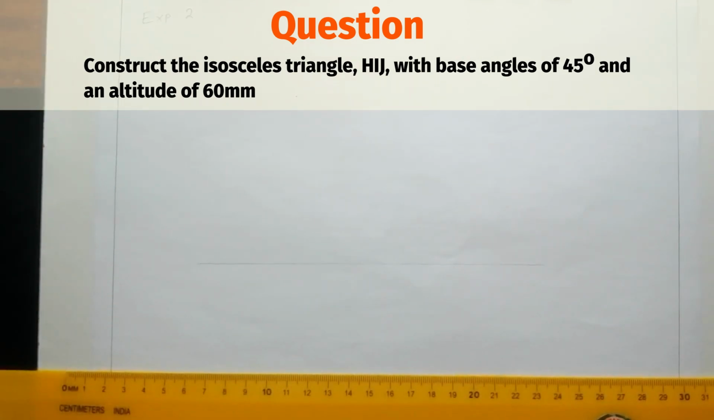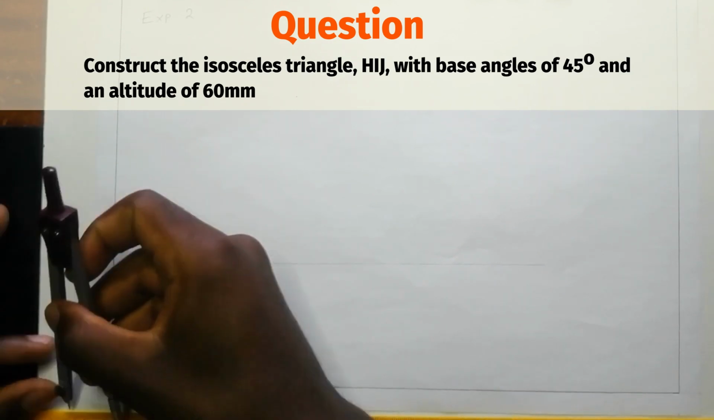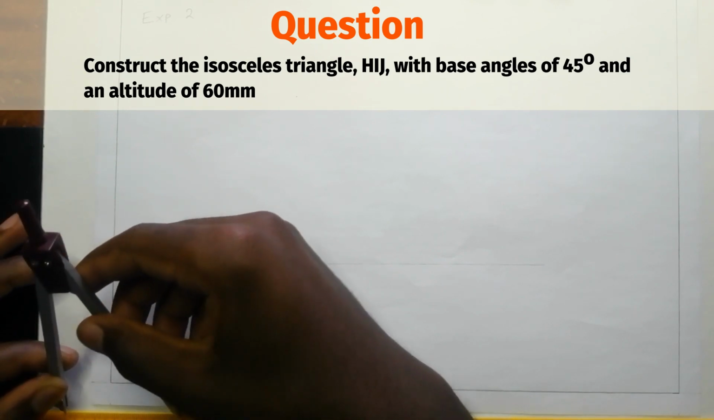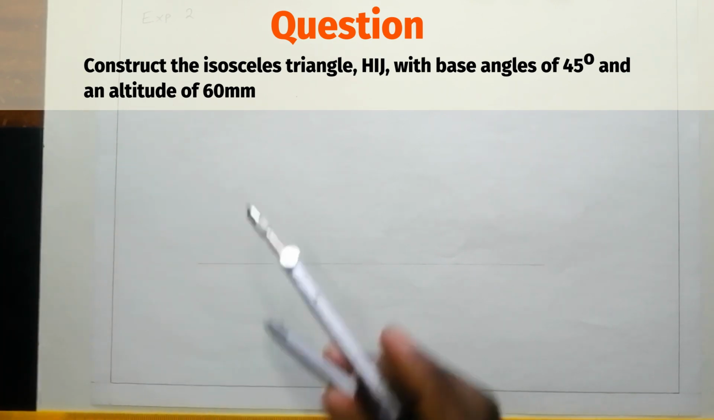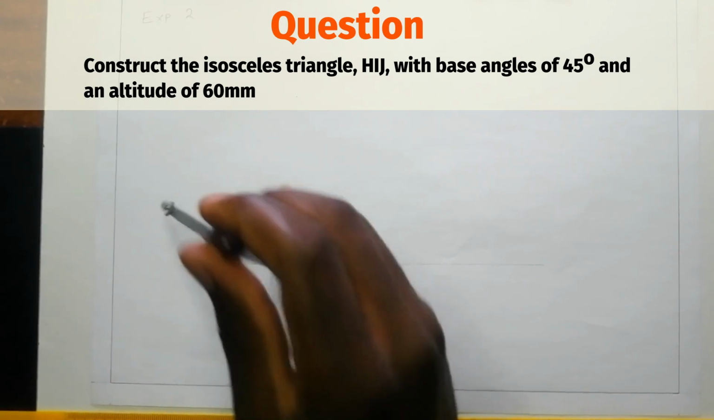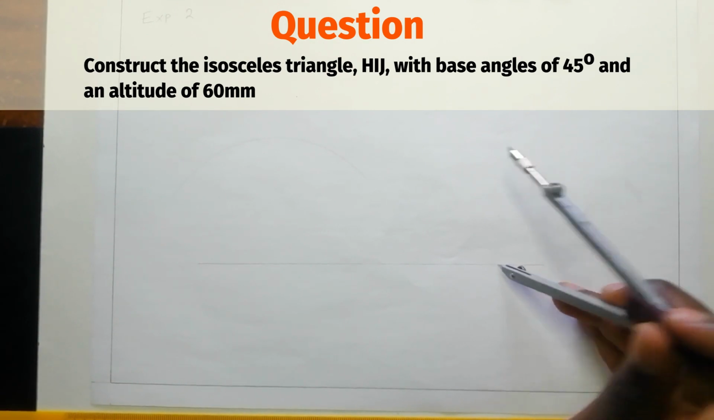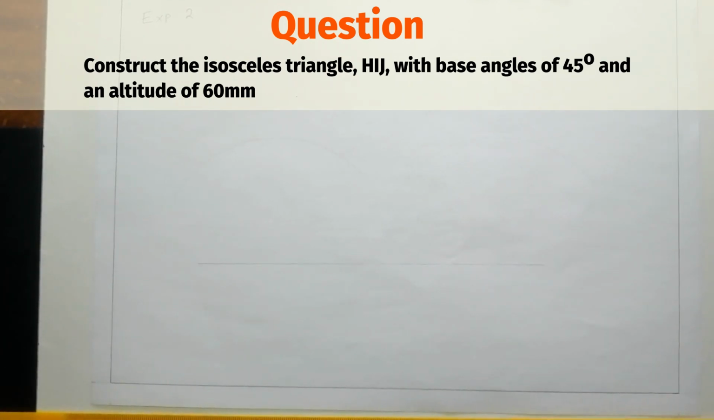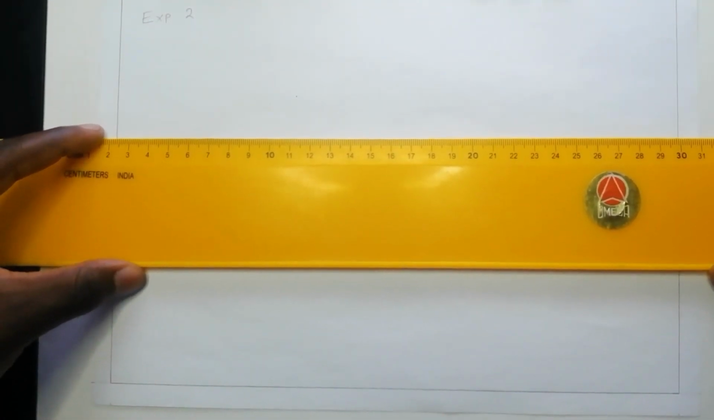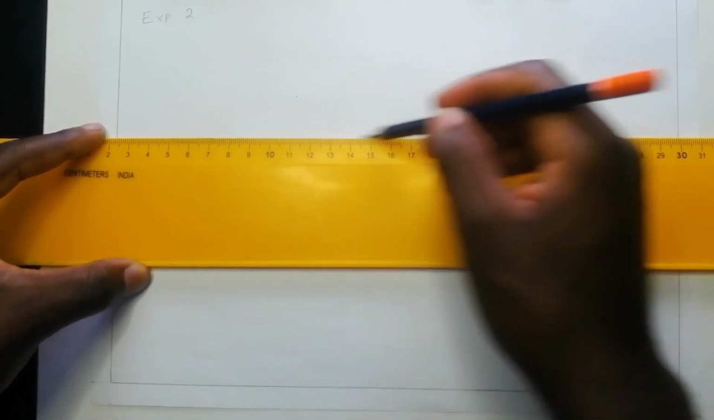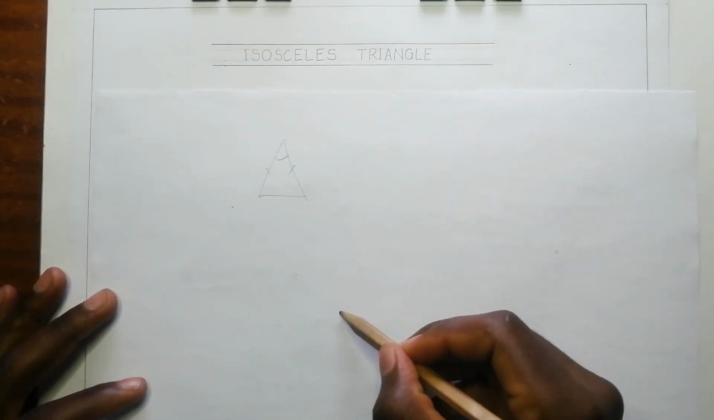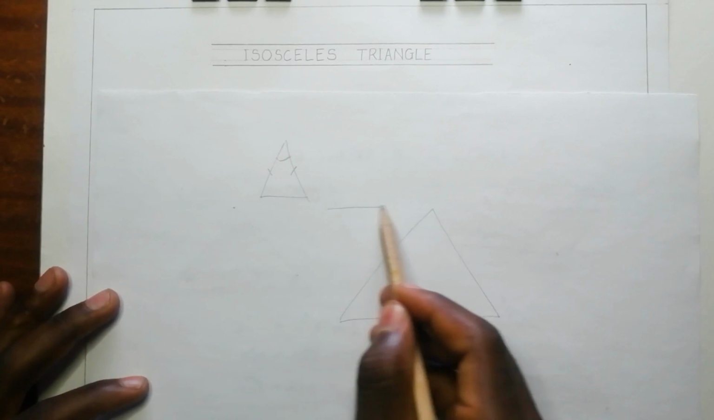we're going to draw a baseline in construction, just a long one. We measure our altitude, which is 60 millimeters. Then we draw parallel lines with these 60 millimeters. We have a triangle and we are just drawing parallel lines.